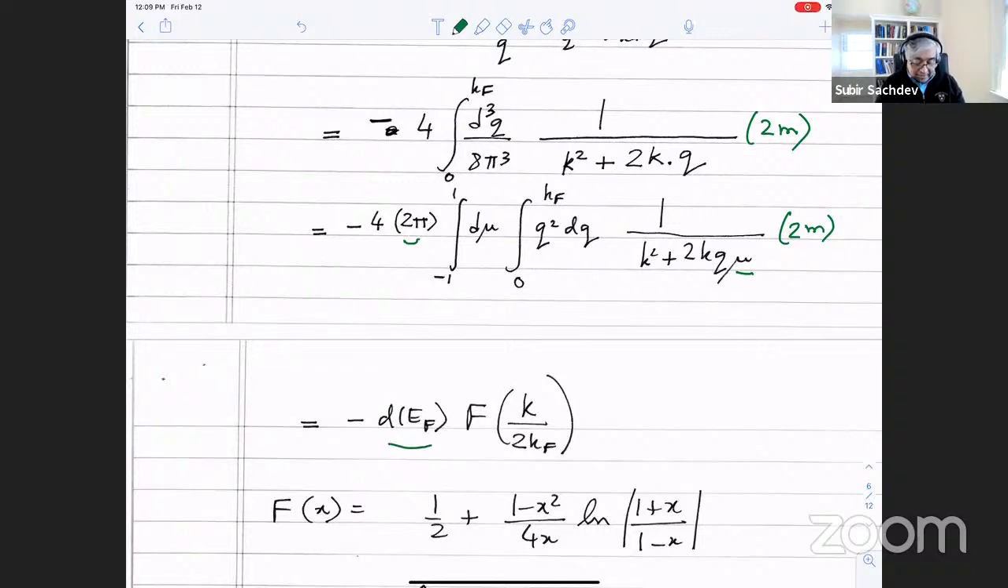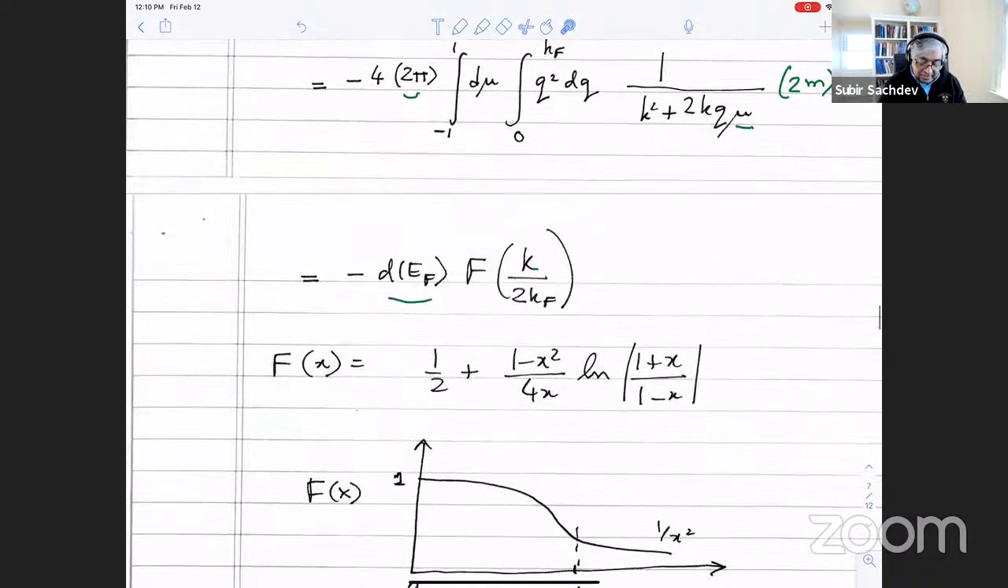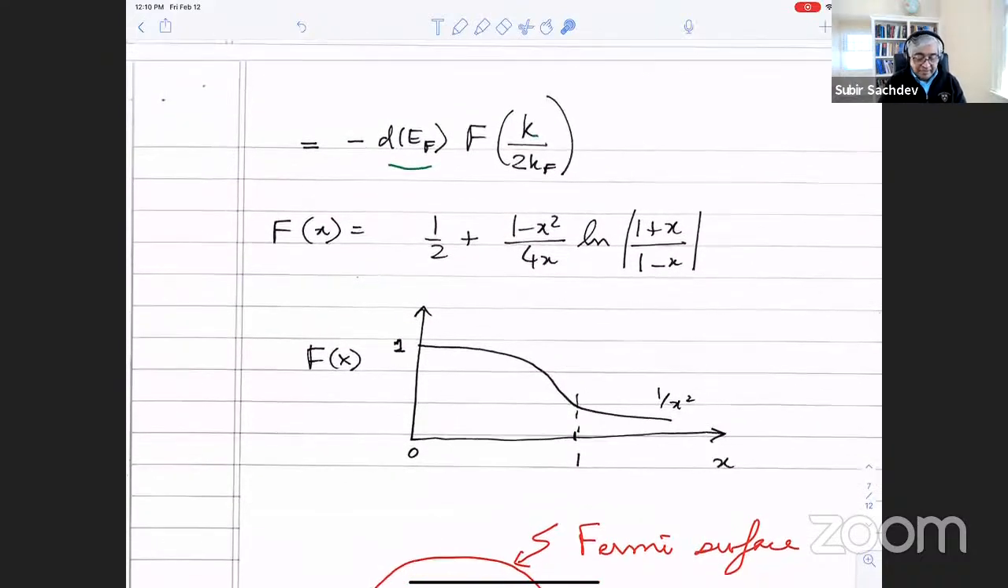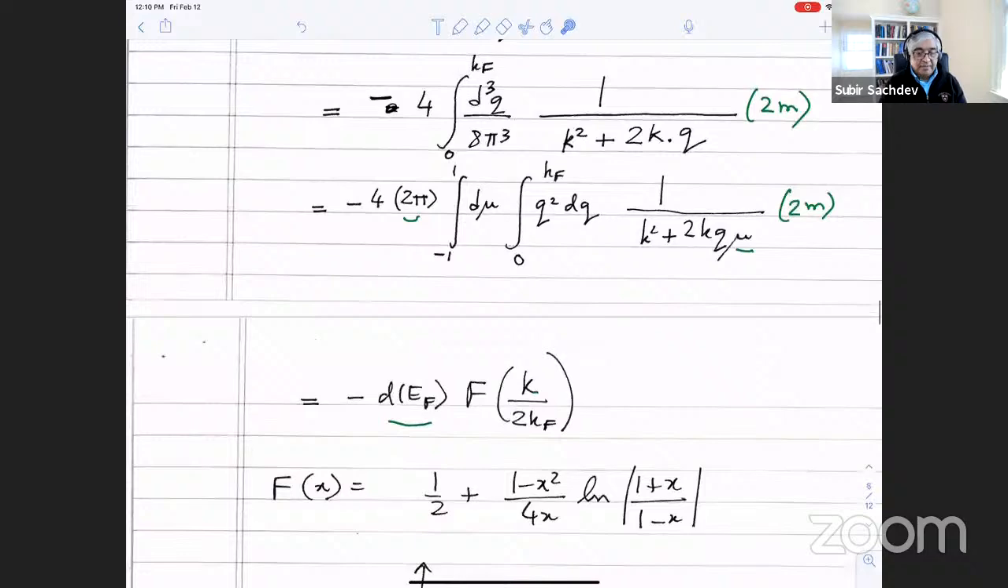And the rest only depends on the two length scales that you have, two momentum scales. One is the external momentum k, and the other is kF. So the result only depends on k over kF. And it's conventional in all the books, right? It's k over 2kF. Of course, the factor of two is just for convenience. And this function f, here it is. This is what the function is. It's some function of x that you can evaluate by just doing this integral.